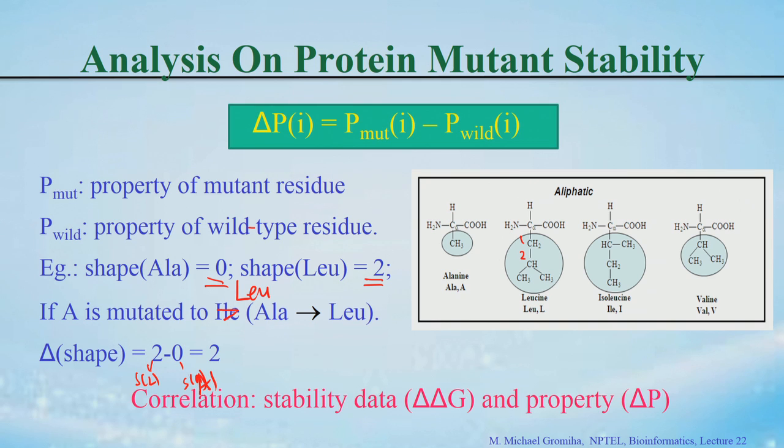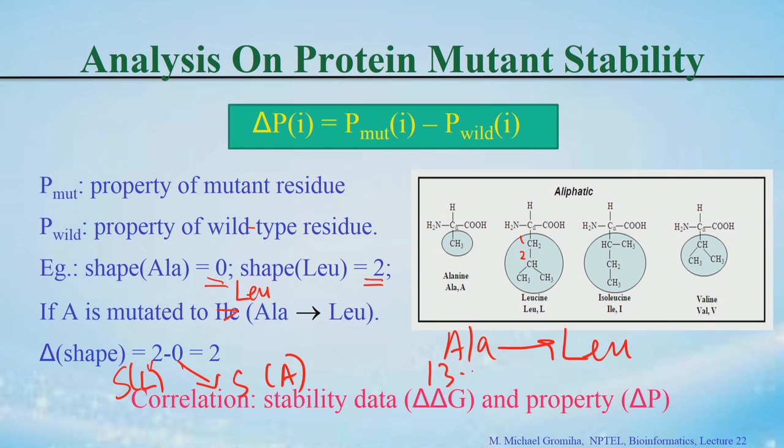Okay, this is the shape of leucine, this is the shape of alanine. So, subtracting, we get the value 2. For example, hydrophobicity. For example, you convert this alanine to leucine. Alanine you can say 13.85, leucine is equal to 15.20. Then, for example, if you take the hydrophobicity, what is delta Hp?